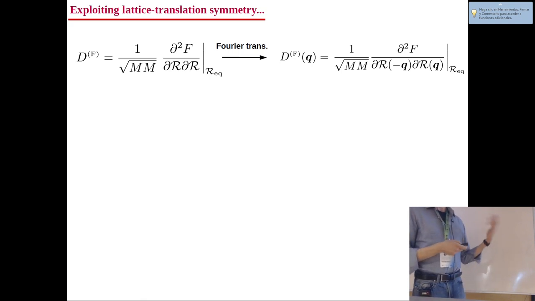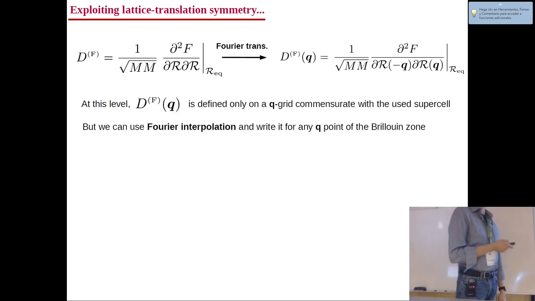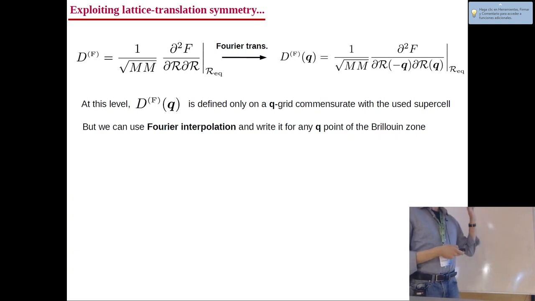It also uses lattice-translation symmetry to write this object in reciprocal space. So now, where this R was an object that describes the configuration of the atoms in the supercell, now this R describes the configuration of the atoms in the unit cell modulated like a wave according to this pseudo-momentum Q. This is the standard thing that you also do for electronic stuff, for the Bloch wave function. Now, at this level, we have access to this object for the Q commensurate with the supercell that we have used to do the SHA.